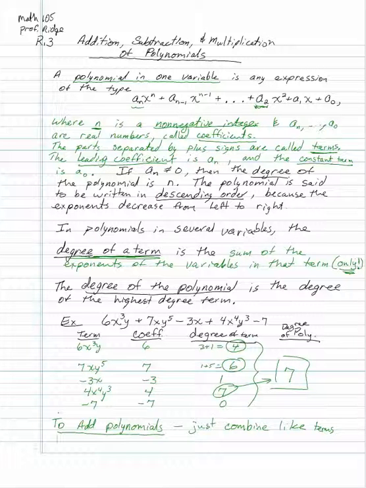To subtract, you're going to distribute the minus sign to the second polynomial, or I'll just say, we're going to add the opposite. So we're going to change the signs of all the terms in the second polynomial and then combine like terms. I'll do an example of that one on the next page.